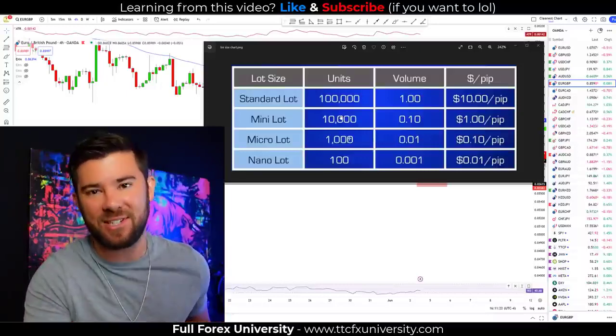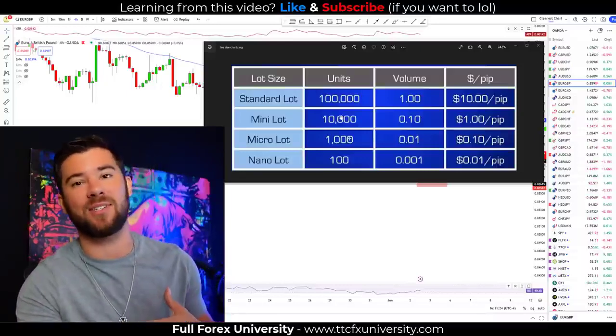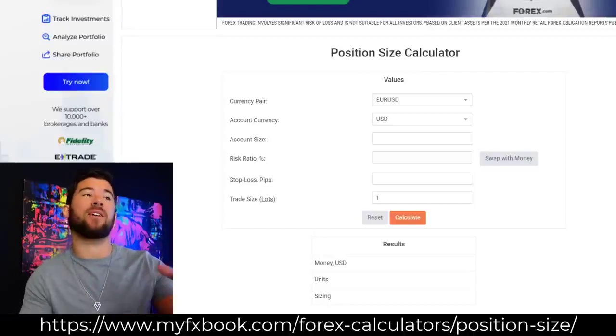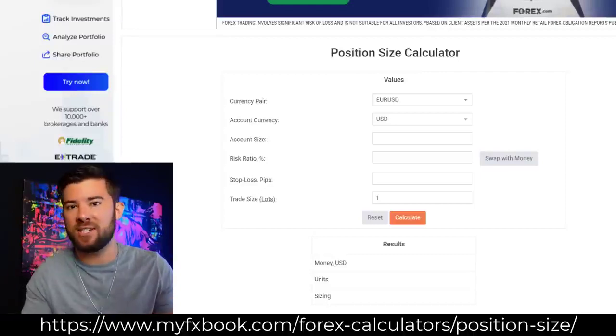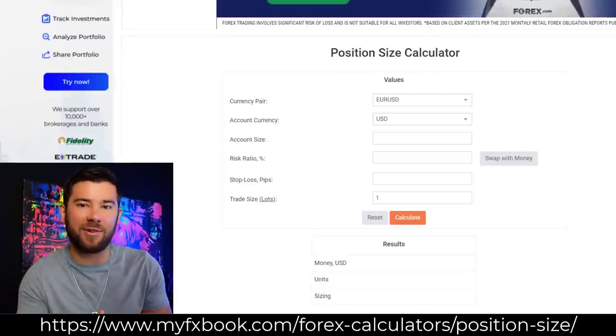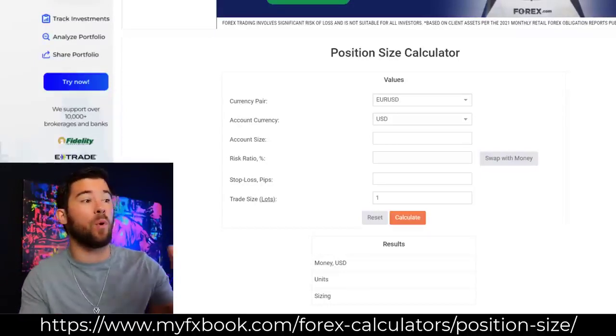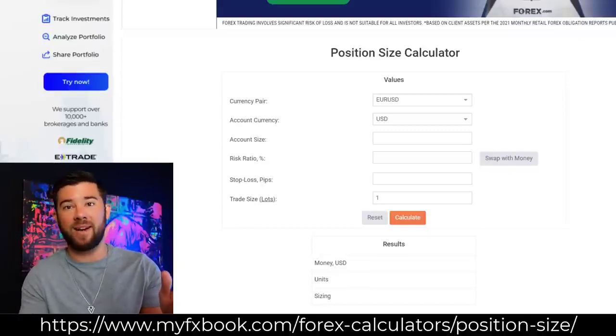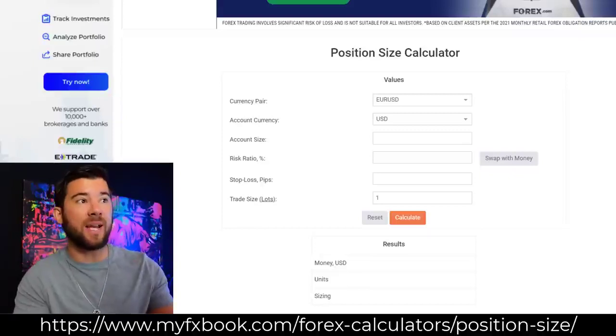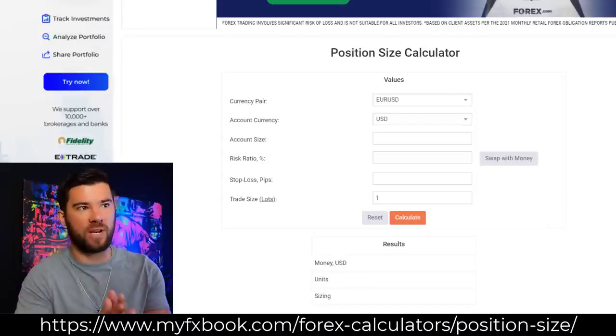Now let's take a look at a position size calculator I like to personally use. This position size calculator is on myfxbook.com. You can literally just type in position size calculator for Forex on Google. It'll be one of the first 5 that pop up, or you can just go to the link you can see right under the video. And this makes determining the value of a pip extremely easy without you having to do any math at all.